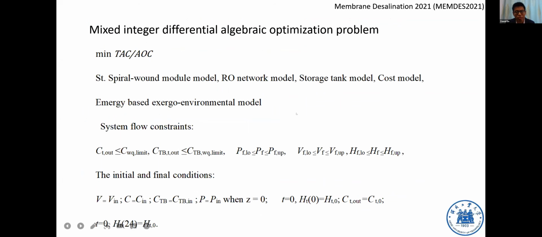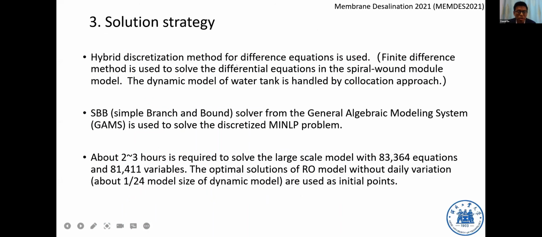So finally the problem can be built as a mixed integer differential algebraic optimization problem. It includes the boron model, network model, storage tank model, cost model, and exergy environment model under the system flow constraints and the initial and the final conditions. Part 3 is the solution strategy.